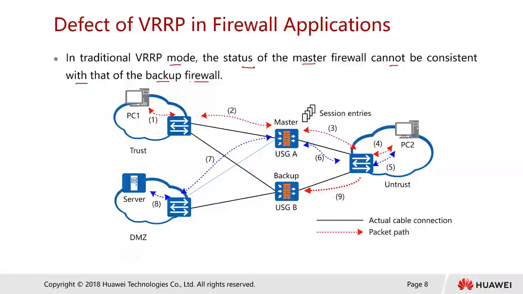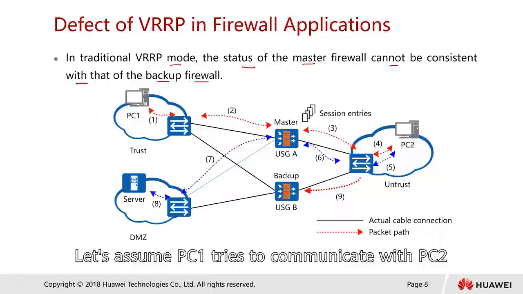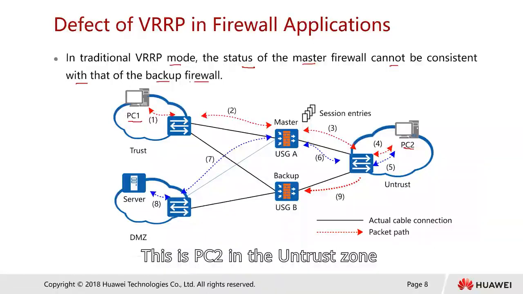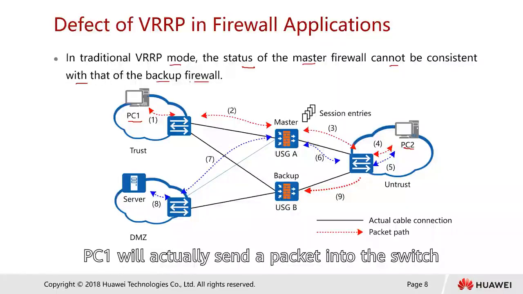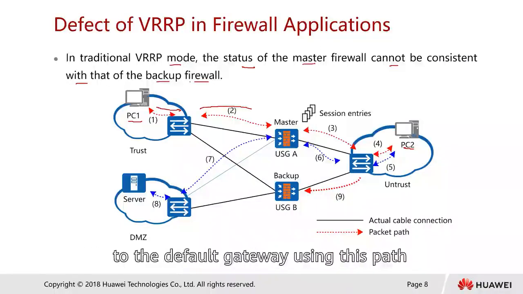First of all, let's look at the scenario. Let's assume PC1 tries to communicate with PC2. This is PC2 at the untrusted zone, and this is PC1 at the trusted zone. PC1 will send a packet into the switch, and the switch will then send the packet to the default gateway using this path.